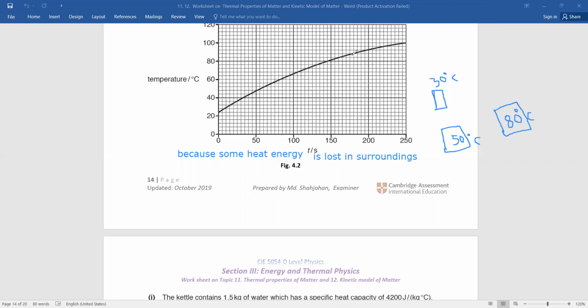Here we are getting the line not straight. If always the rate is same, then we will get a straight line. But the more temperature we have, the rate of the temperature lost will be faster. That's why we are getting here a curved line. Is it clear now?